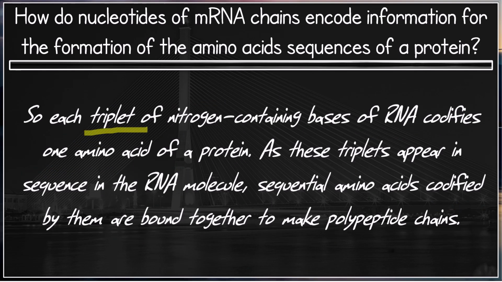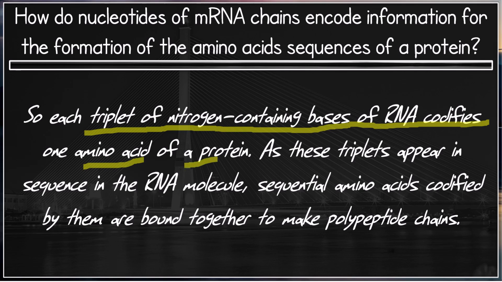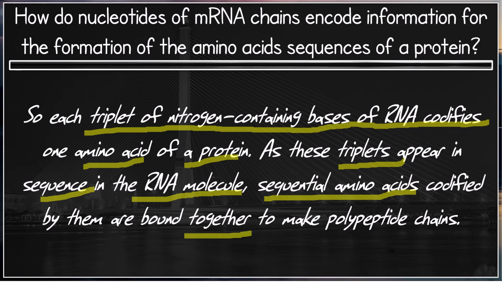So each triplet of the nitrogen-containing bases of RNA codifies one amino acid of a protein. As these triplets appear in sequence in the messenger RNA molecule, sequential amino acids codified by them are bound together to make polypeptide chains.